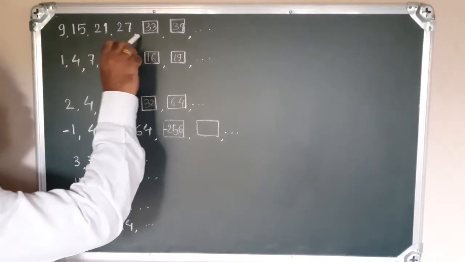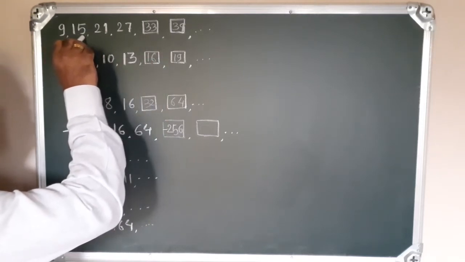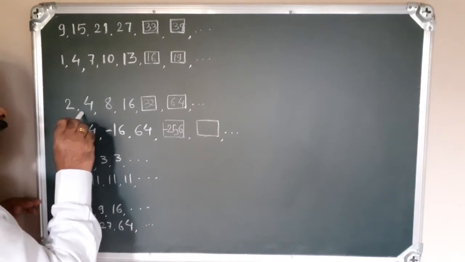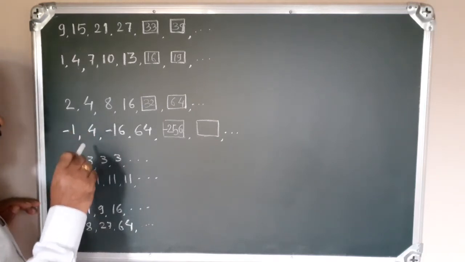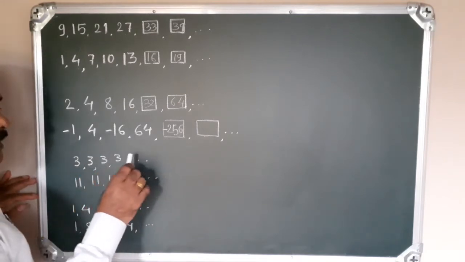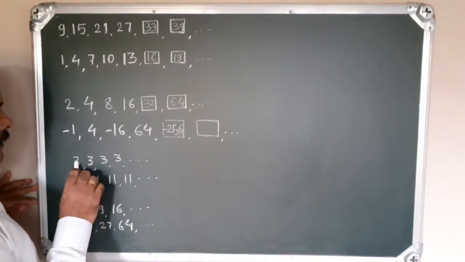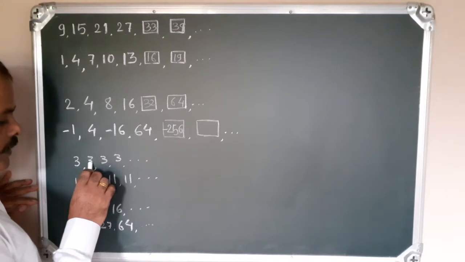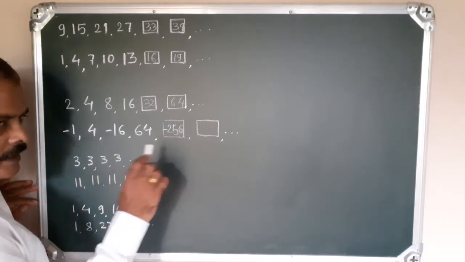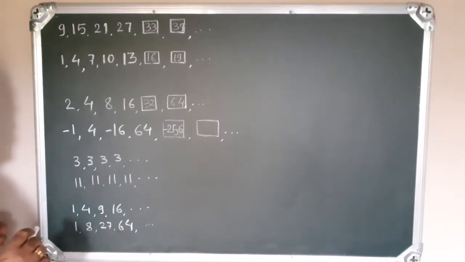So here we add 6. Here we add 3. Then here we multiply by 2. Here we multiply by minus 4. So in this series, we get 3 plus 0, that is 3. 3 plus 0, 3. 3 plus 0, 3. So 3, 3, 3 will be the sequence.